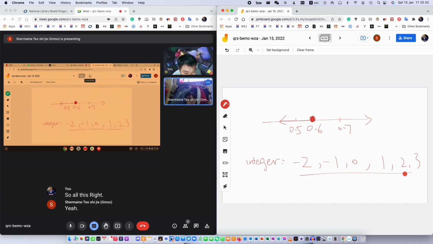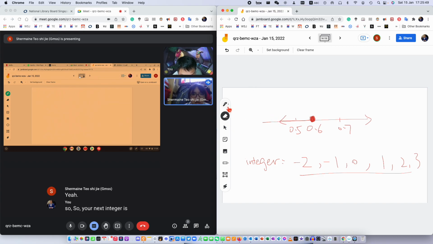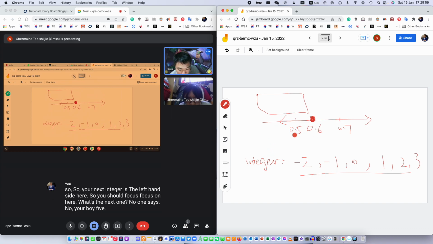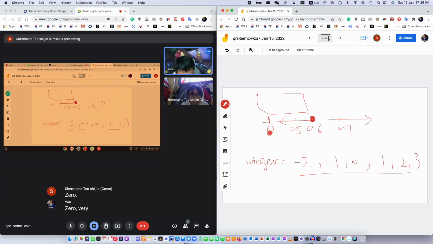So your next integer is on the left-hand side here. So you should focus on here. What's the next one? 0.6, no, 0.5. Further to the left. 0. Very good. Then some more. They want 3, so this is -1. Very good. So -1, -2. Very good. They say 3, right?